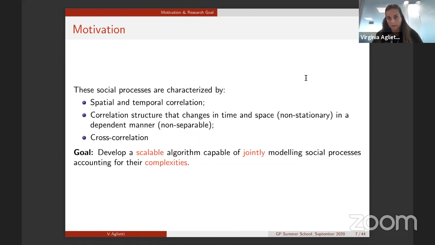So we can identify some common elements in all of these examples. First of all, these social processes are characterized by spatial and temporal correlation that may change over time in a non-separable manner. And especially when we look at different types of processes, like different types of crimes, we display cross-correlation, so correlation across different outputs or also tasks. So the goal for this seminar today is to look at how it's possible to develop a scalable algorithm that jointly models all of these processes while accounting for their complexities.